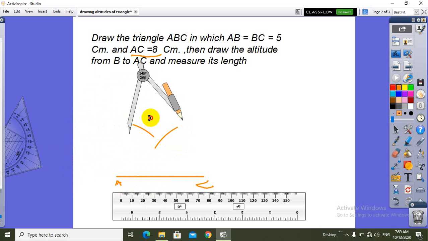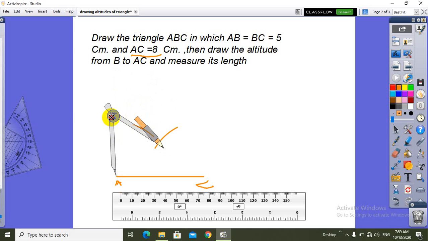turn the compass and put it on A to make this arc longer, like this. Then I have now the point of intersection. This is the point of intersection.